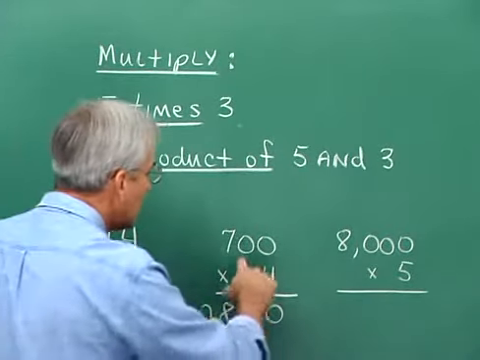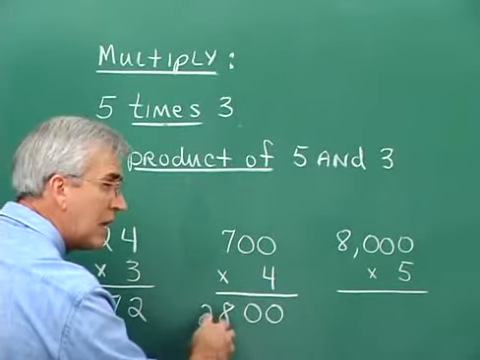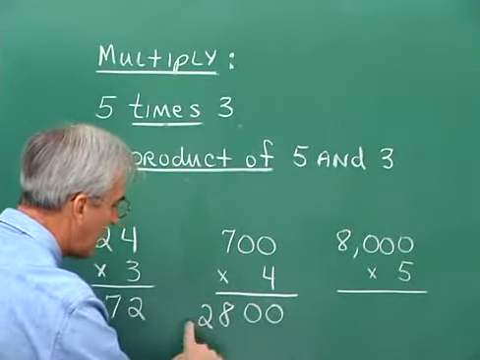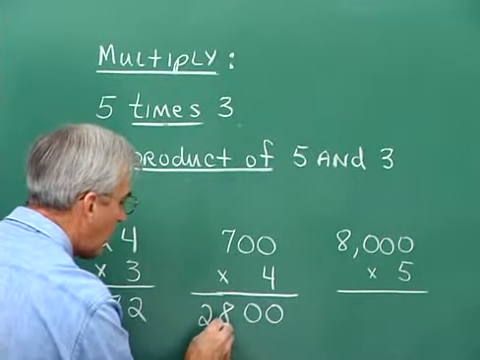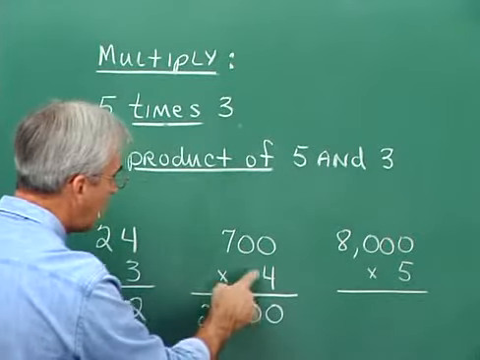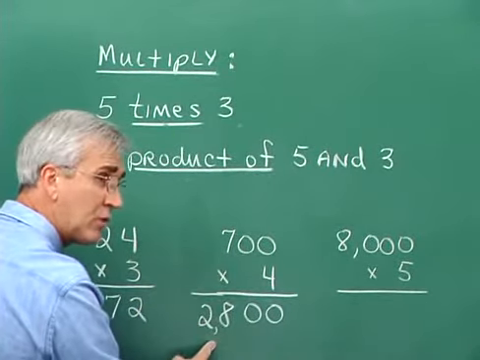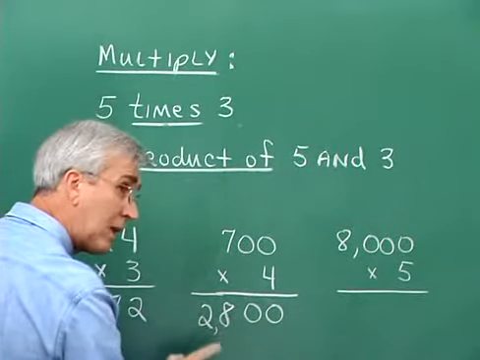Now, this notion of having zeros occur, notice that the important digits down here in describing the number 2,800 are the 2 and the 8. And the 2 and the 8 come from multiplying 4 times 7. 4 times 7 gives us 28. And these two zeros are just kind of tacked on to the 28.